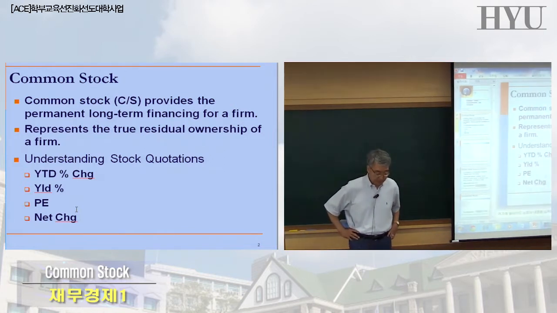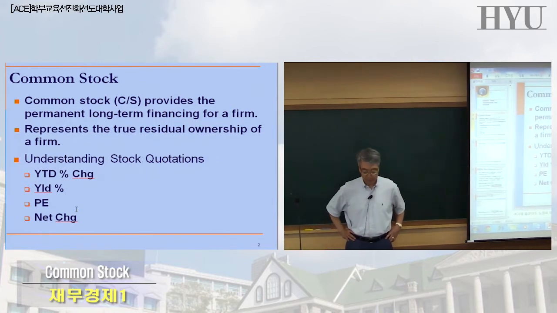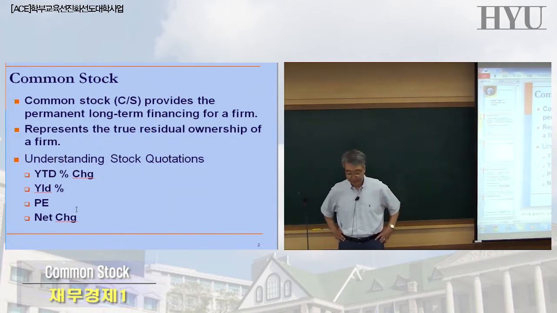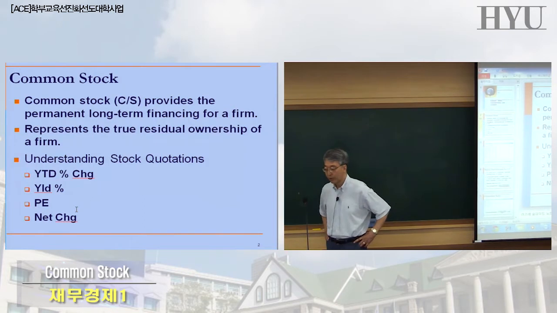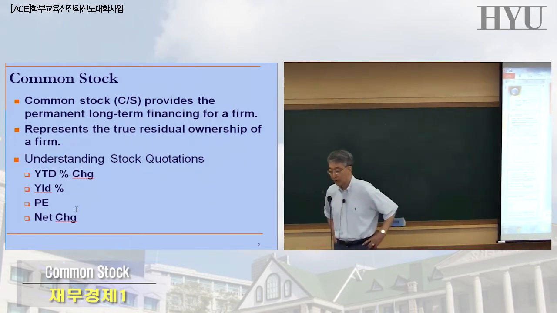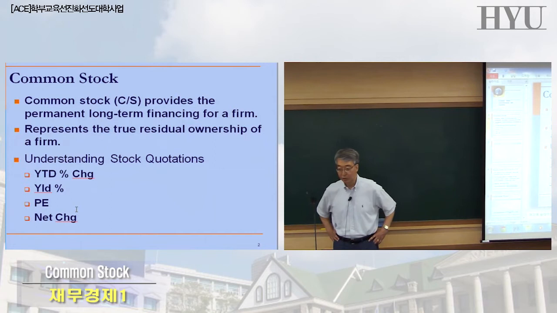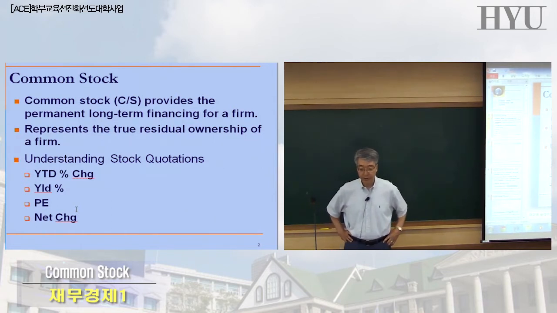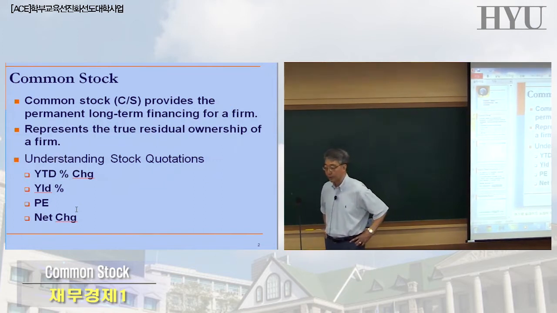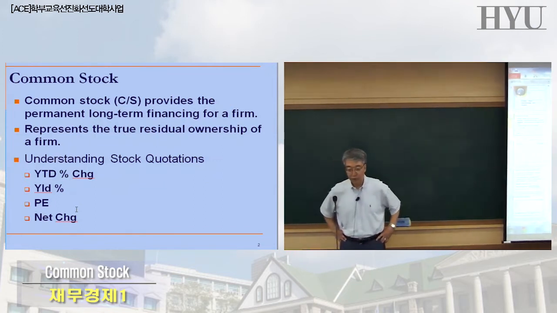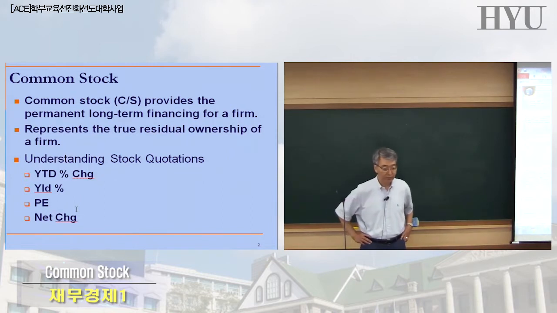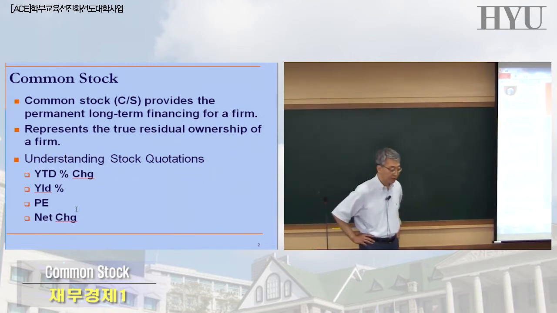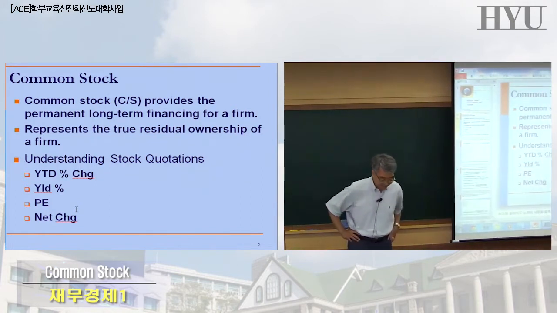It also represents the true residual ownership of a firm. True residual ownership means, when all the debts are paid, when you pay all your liabilities, whatever remaining is owned by the owners. Okay? It goes to the owners. And of course, stockholders are owners. So if you own stocks of any company, then you are a true residual owner. Whatever remaining after all the liability is paid, that's yours.